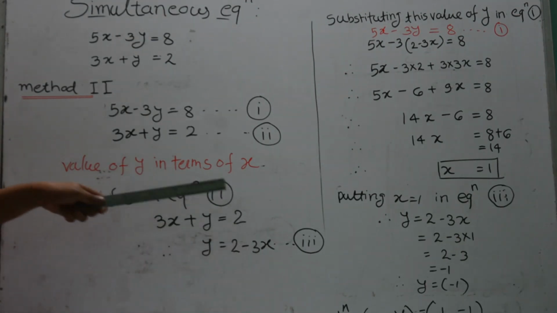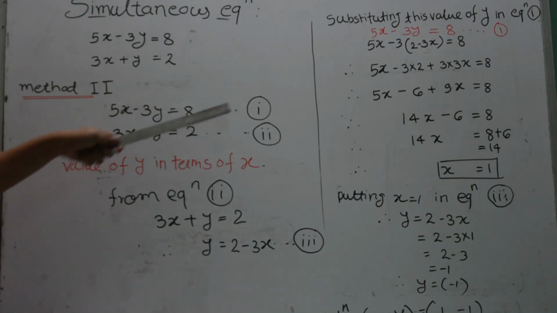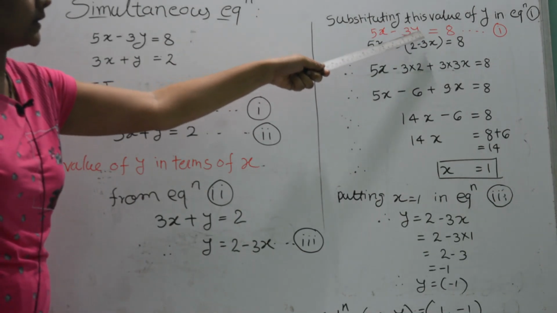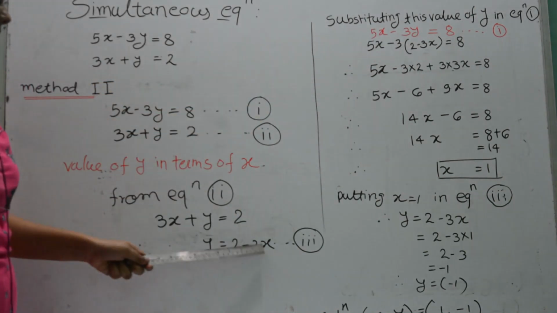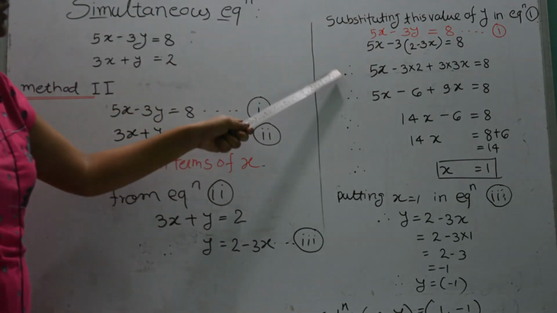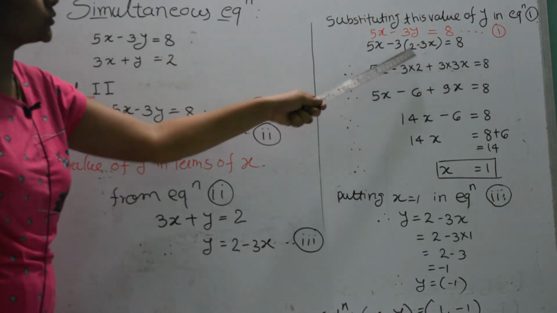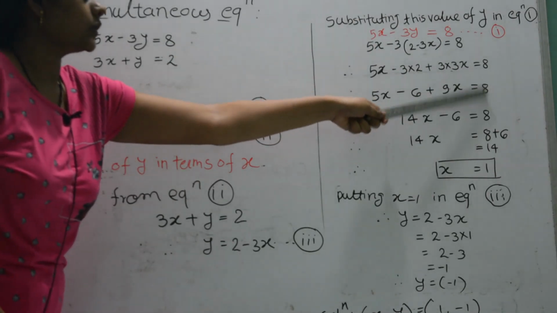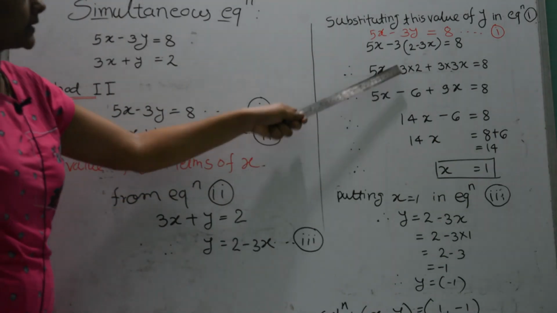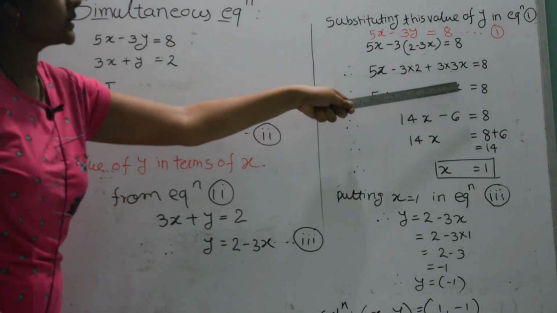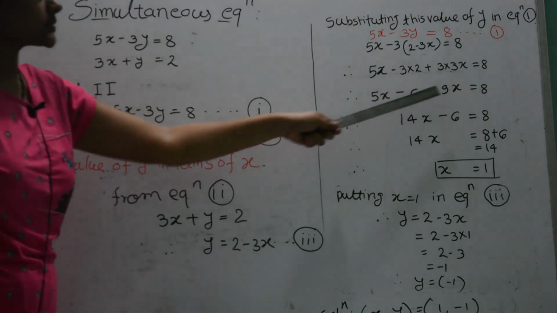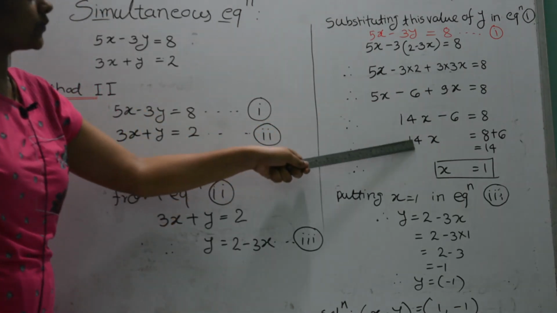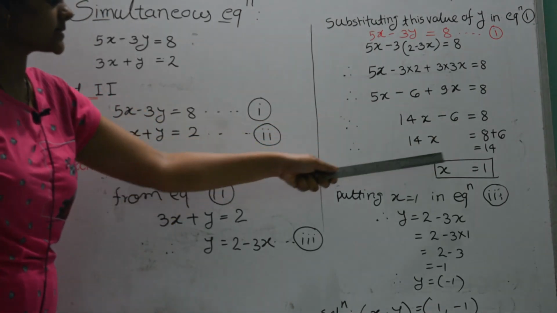Now what are we doing? We are substituting this value of y in equation 1. So 5x minus 3 into y. What is the value of y? 2 minus 3x. 5x minus 3 into (2 minus 3x) is equal to 8. So 5x minus 3 into 2 plus 3 into 3x is equal to 8. That is 5x minus 6 plus 9x is equal to 8. So 5x plus 9x is 14x minus 6 is equal to 8. That is 14x is equal to 14, that is x is equal to 1.